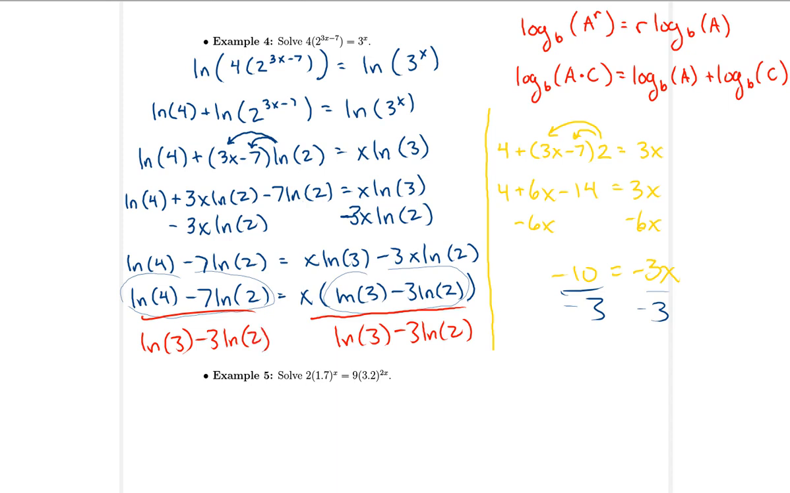Okay, and so just to clean up what we've got here, this will be x equals the natural log of 4 minus 7 times the natural log of 2, over the natural log of 3 minus 3 natural log of 2.